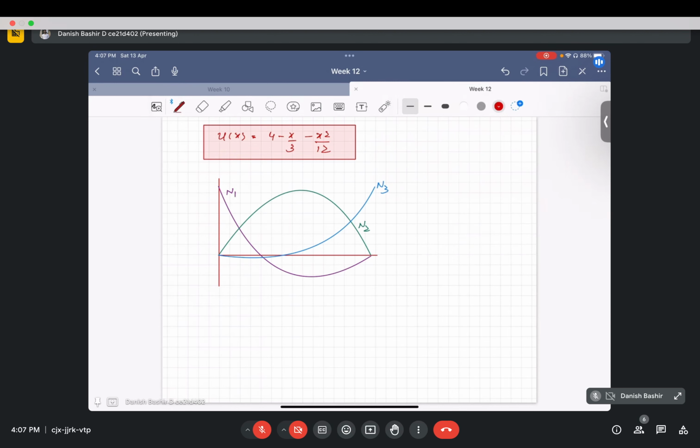This value is minus 0.2, and the topmost value for each one is 1, because the maximum value will always be 1. This is x equals 0 and x equals 6, and this point somewhere here is x equals 2. So this is the plot of the shape functions.